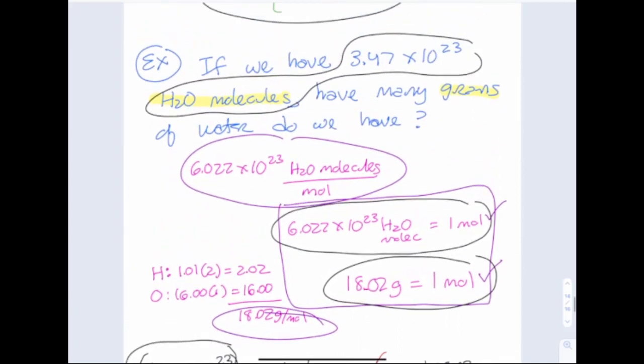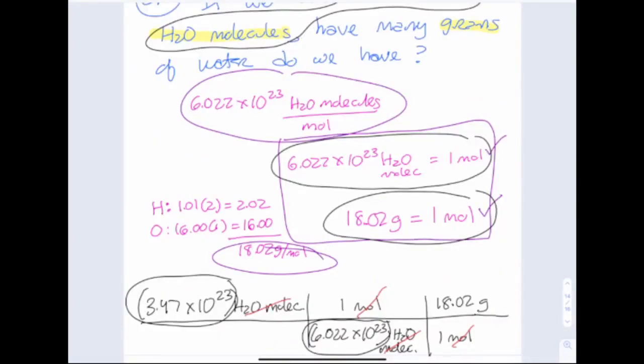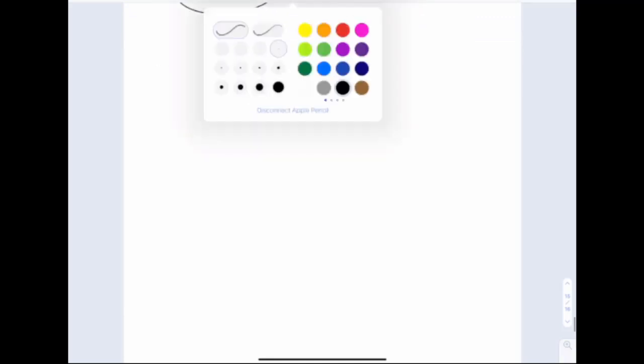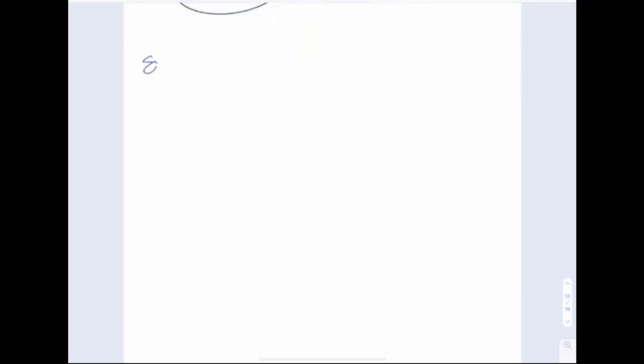If we had, sorry this is so long, 3.47 times 10 to the 23rd water molecules. So another example. So how many sulfur atoms are in 50.0 grams of sulfur?